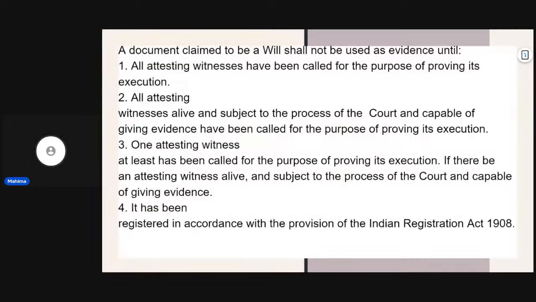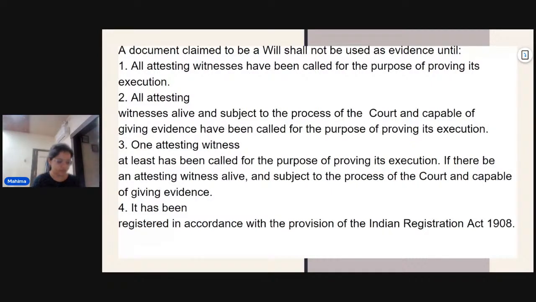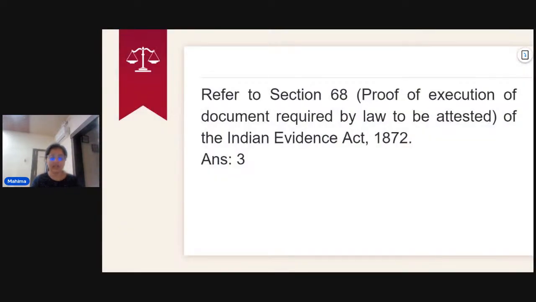A document claimed to be a will shall not be used as evidence until all attesting witnesses have been called for the purpose of proving its execution. All attesting witnesses alive and subject to the process of the court and capable of giving evidence have been called for the purpose of proving its execution. One attesting witness at least has been called for the purpose of proving its execution, if there be an attesting witness alive and subject to the process of the court and capable of giving evidence. It has been registered according to the provisions of the Indian Registration Act. Yes, it is one attesting witness which is required under Section 68 of the Indian Evidence Act.